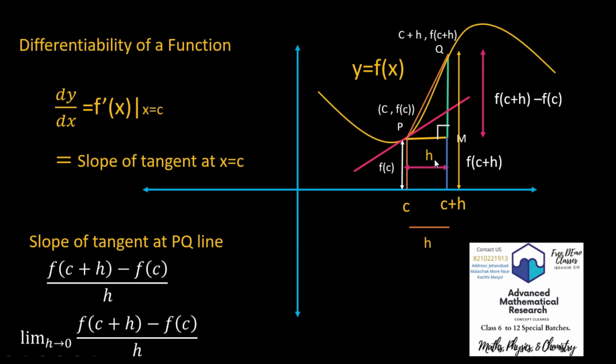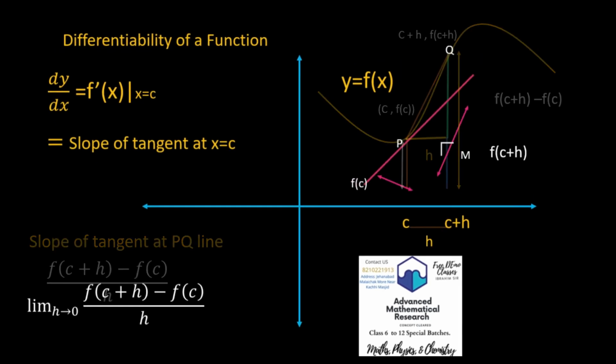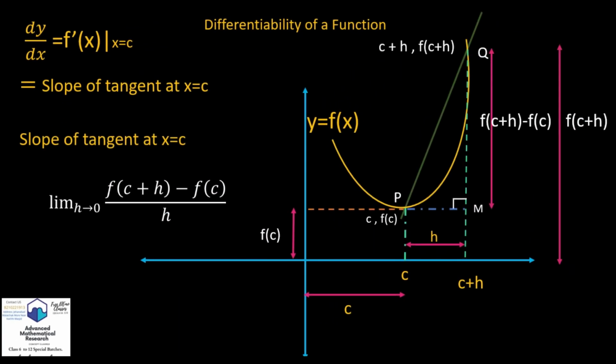So as h tends to 0, what will happen? The slope of the PQ line, that is the secant line, will become the slope of the tangent line. This is a tangent line. Now let's see the proof.